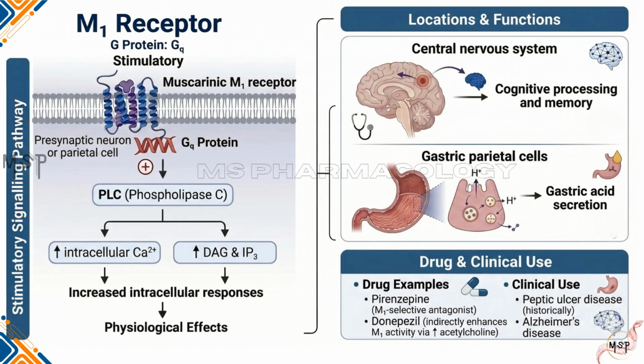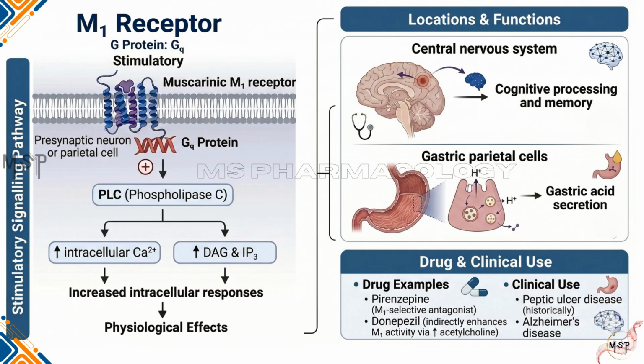We begin with the M1 receptor. M1 receptors are coupled to Gq proteins and are found mainly in the central nervous system and gastric parietal cells. Activation of these receptors stimulates the phospholipase C pathway, leading to increased intracellular calcium levels. Functionally, M1 receptors play an important role in cognitive processing and memory, and they also stimulate gastric acid secretion.